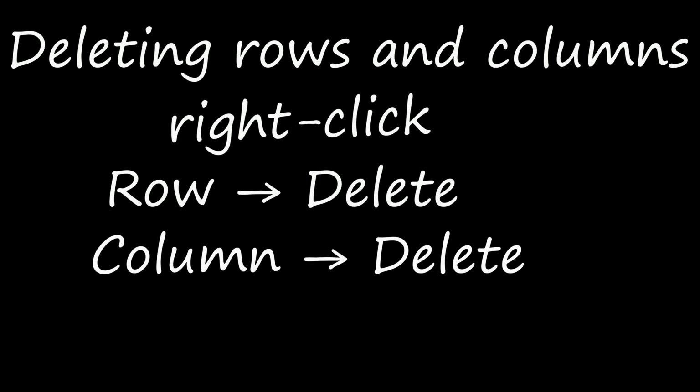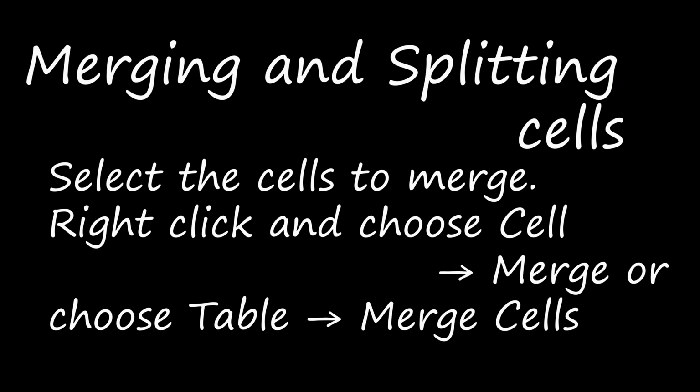And the next one is about merging. Merging means you are joining two cells into a single cell. Okay, for that also it is the same as deleting and inserting. You select the two cells which you have to merge, right click and select Cell, Merge, or you can go to Table in the top menu bar and select Merge Cells from that menu, right?